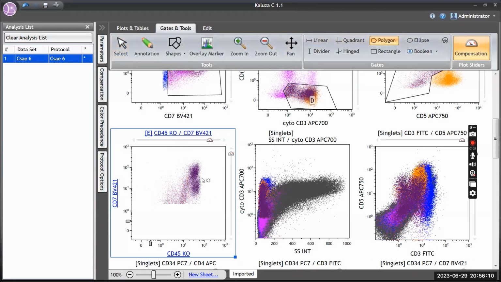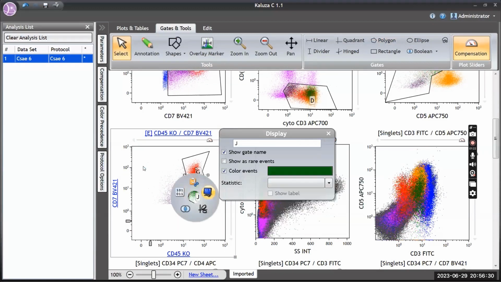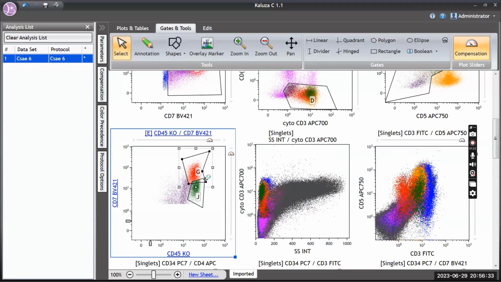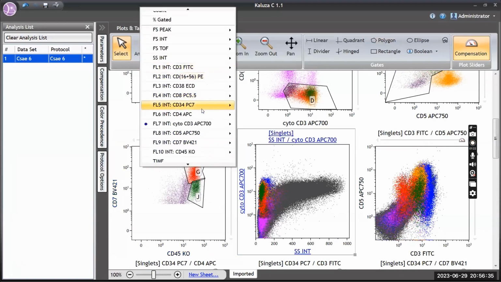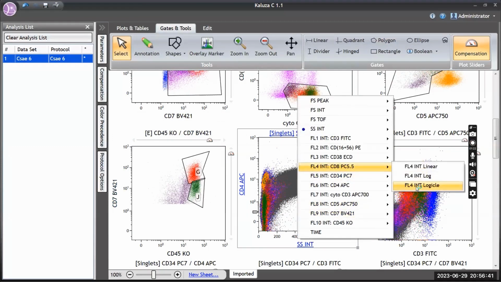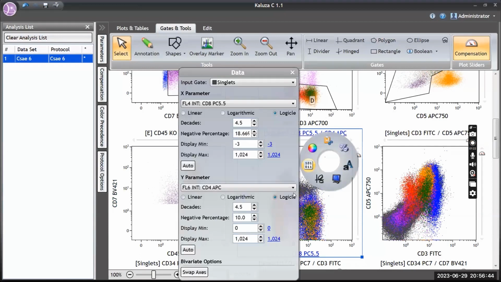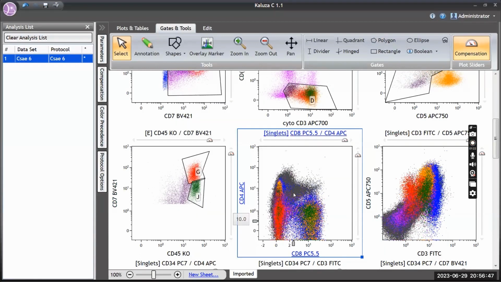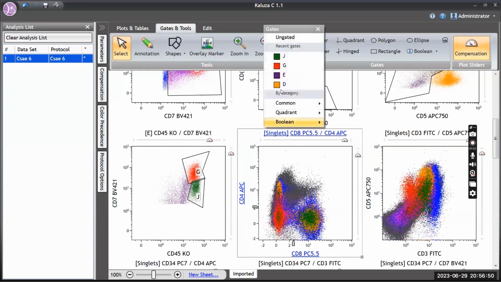So now let's analyze these two populations. One, this population which I'm getting. Okay, and the other population which is CD7 moderate and CD45 moderate. Okay. So finally you check with CD4 and CD8. And you check the red population.